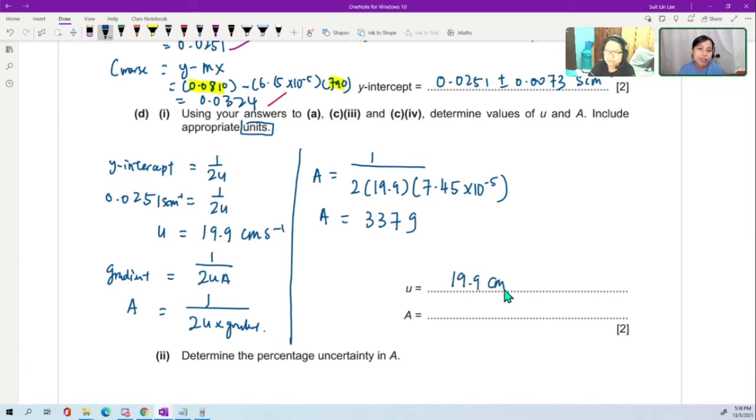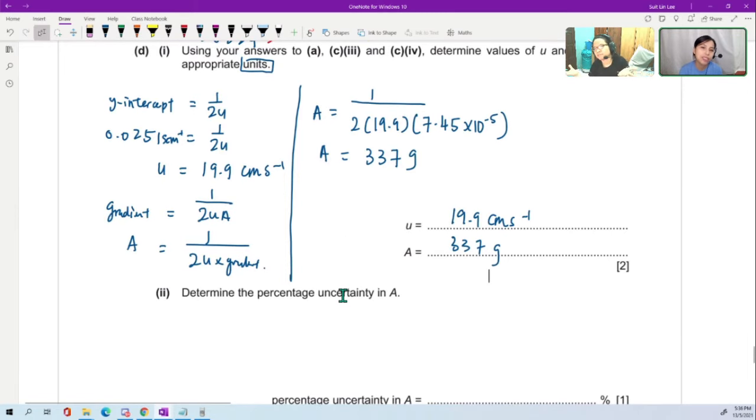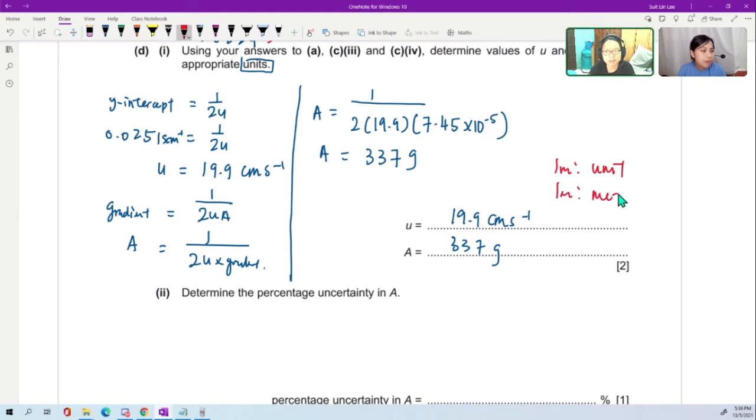So again, 2 or 3 SF is kind of in a safe zone. Sometimes they will give marks for SF, but we'll see. They might give an allowed range, but we don't know. It depends on the mood of the setter. So generally, 1 mark is for the unit and 1 mark is for the method. The method we're talking about is you use the y-intercept to find u and you use the gradient to find a. I want to see very clear substitution from the y-intercept and gradient to the constants u and a.